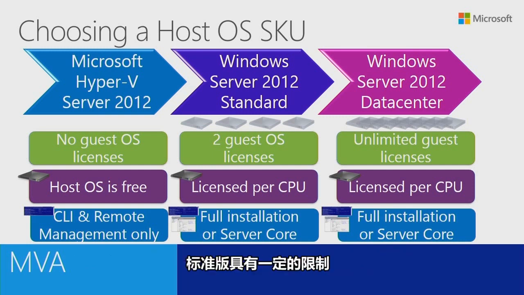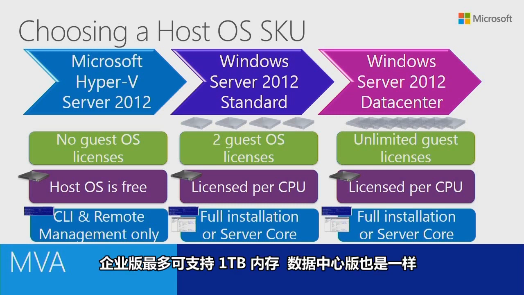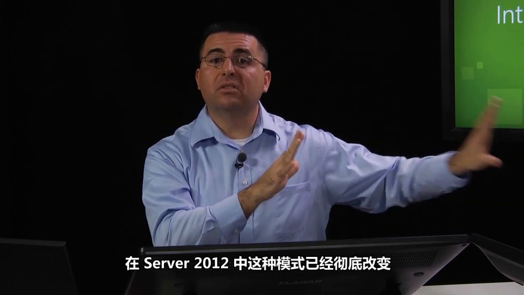Standard would give you a certain level of scale. It would support up to 4 processors. Enterprise would support up to 8 processors, and Data Center would support up to 64 processors. In terms of memory, Standard would give you 32 gigs of memory. Enterprise would support up to a terabyte of memory, and Data Center as well. Also, if you wanted clustering, you needed to go to Enterprise or higher. Okay, think about that. Now throw it all out the window, because that has completely changed with Server 2012.